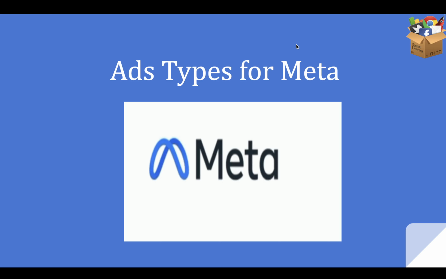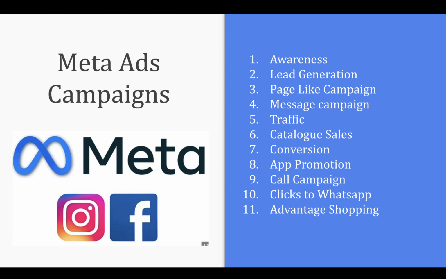Well, hello people. Today's video is all about understanding the idea of running different ad types in Meta. If you have launched any campaigns in Meta, then you should know that we have to add different ad types in all the campaigns of Meta. Regardless of what campaign we are trying to launch, even if it's awareness, lead generation, page like, message, traffic, catalog sales, conversion, app promotion, call, WhatsApp, advantage shopping.